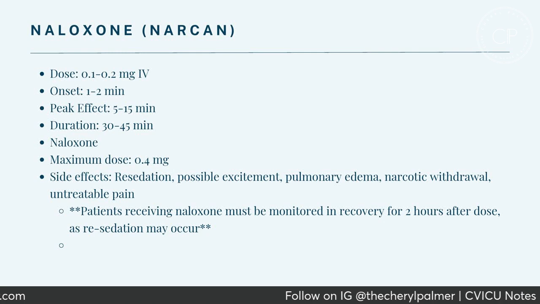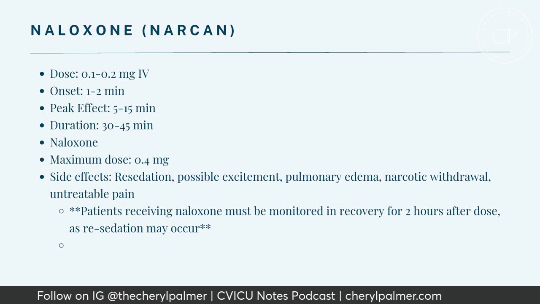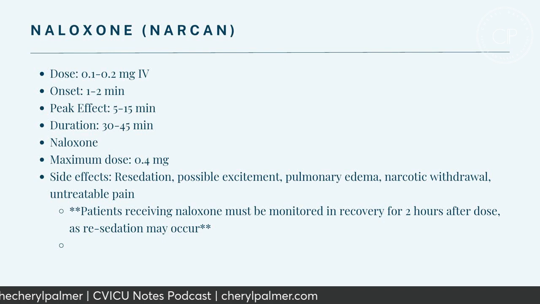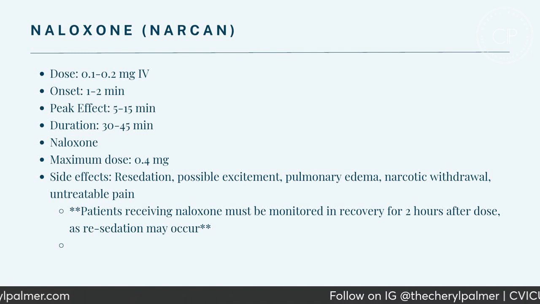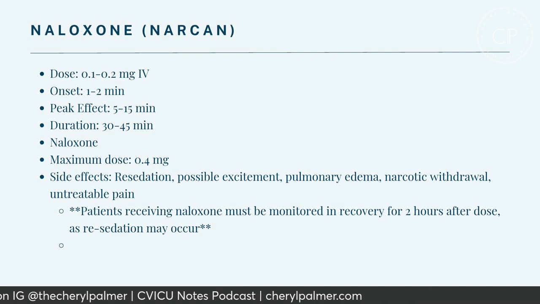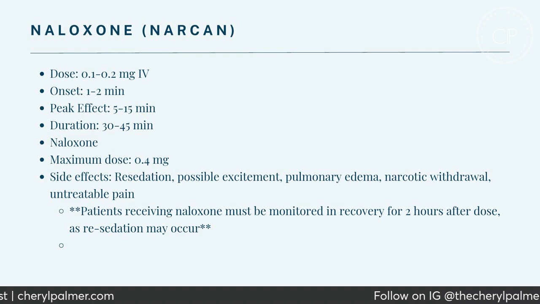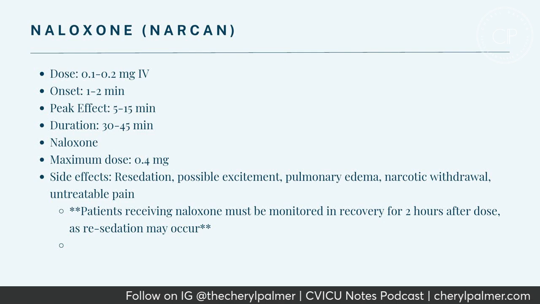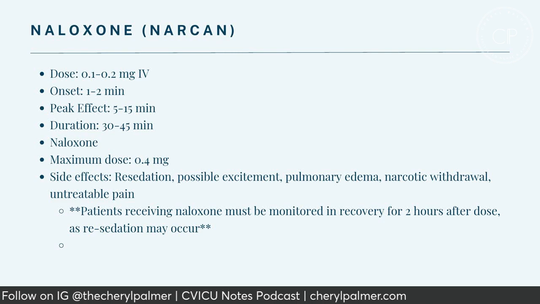Naloxone or Narcan. The dose is 0.1 to 0.2. I've seen 0.4 given milligrams IV. The onset is in 1 to 2 minutes. Peak effect is 5 to 15 minutes. Duration is 30 to 45 minutes. The maximum dose is 0.4 milligrams. Side effects include resedation, possible excitement, pulmonary edema, narcotic withdrawal, untreatable pain. Patients receiving naloxone must be monitored in recovery 2 hours after the dose, as resedation may occur.